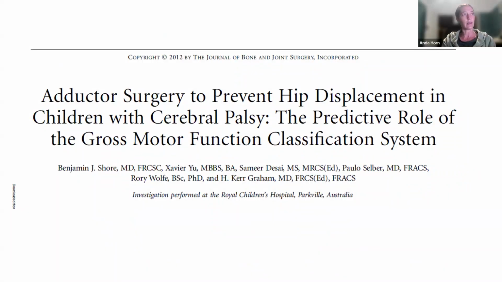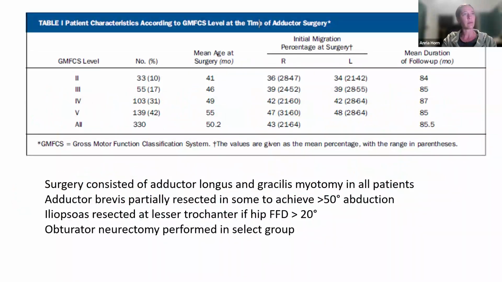This was also, yet again, another interesting study. You'll see this guy's name quite often, Kerr Graham. He's like a hotshot in cerebral palsy from the States. So he's done quite a few studies on this. And they looked at what predicts failure if you only do your soft tissue surgery, which is sort of the traditional thinking for CP. And this is just what they did for them: adductor longus, gracilis, adductor brevis, iliopsoas, and then sometimes obturator neurotomies. We don't do that anymore. Sometimes the registrar will do it by mistake, but it's not really part of the protocol.